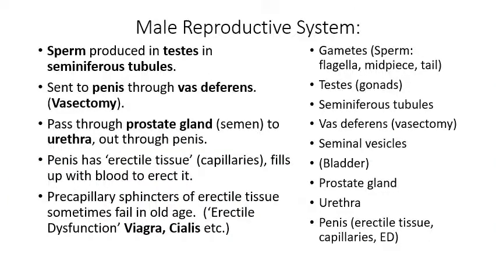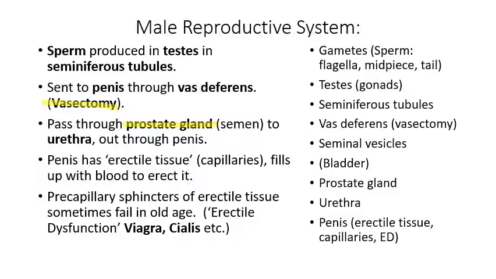Okay, so to summarize the male reproductive system, the spermatozoa are produced in the seminiferous tubules of the testes and sent to the penis through the vas deferens. A vasectomy is an operation that men get to become sterile because they don't want to have children. The vas deferens has to pass through the prostate gland. If the prostate gland is swollen, that makes it difficult for men to urinate. So a very common problem that older men have is called an enlarged prostate.